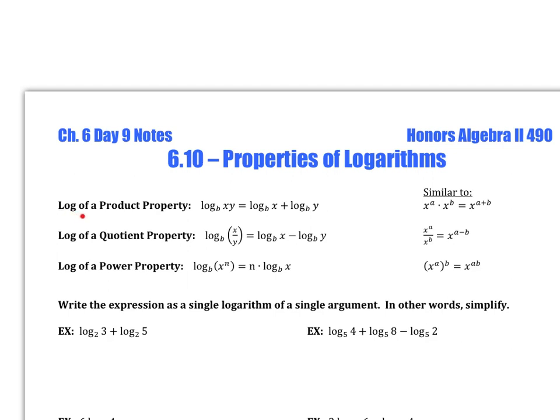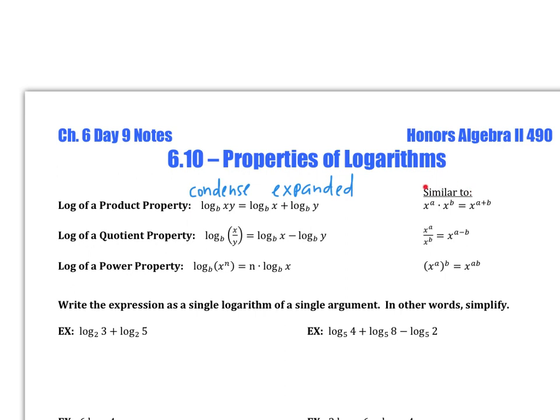The first property is called the log of a product property. So if we have log base b of x times y, so our argument is x times y, we can break it up into two logs. We can say log base b of x plus log base b of y. So what we would call this is the condensed version on the left, and on the right is the expanded version. Okay, so that's our first property.